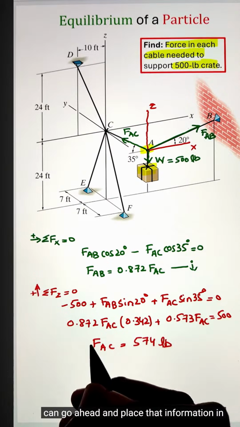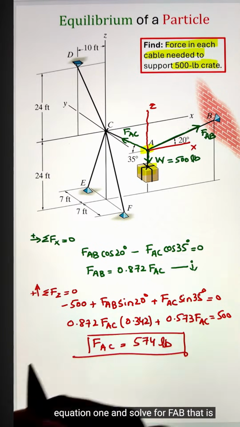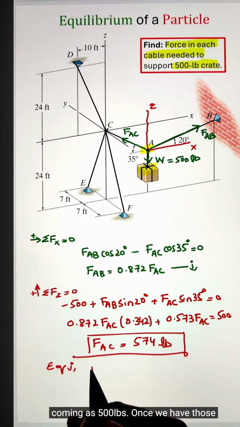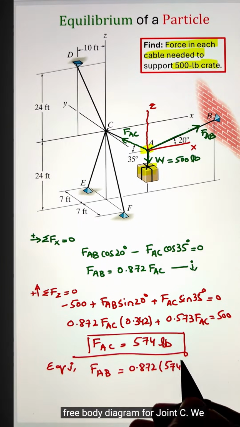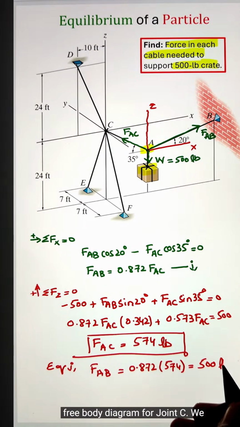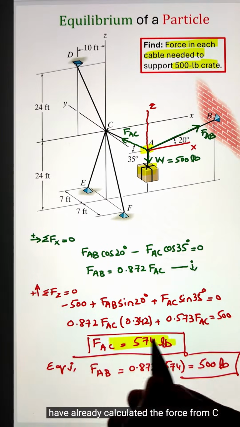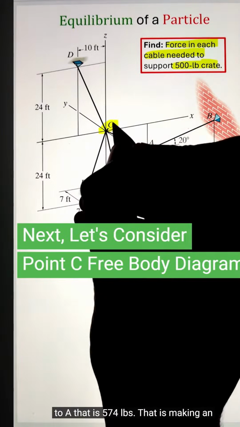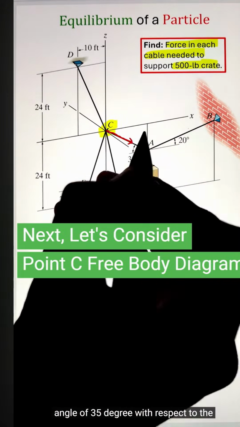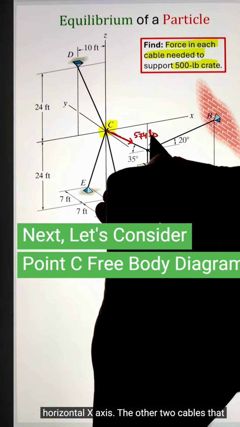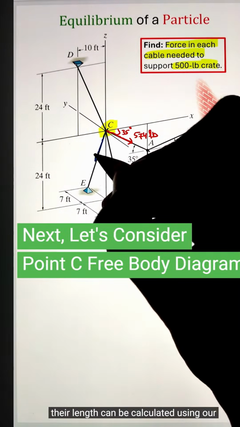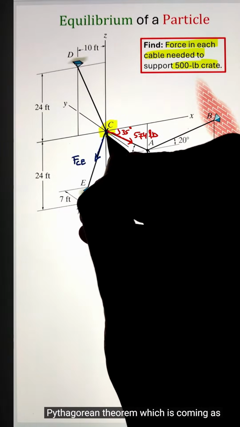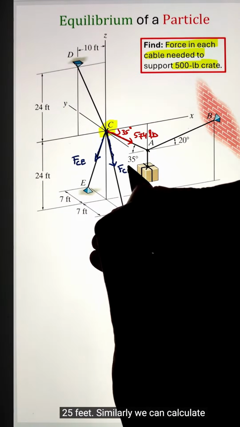Next, we can place that information in equation 1 and solve for FAB, which comes to 500 pounds. Once we have those values, we can draw our free body diagram for joint C. We have already calculated the force from C to A, that is 574 pounds, making an angle of 35 degrees with respect to the horizontal x-axis. The other two cables acting downward from C to E and C to F have a length that can be calculated using the Pythagorean theorem, which comes to 25 feet.